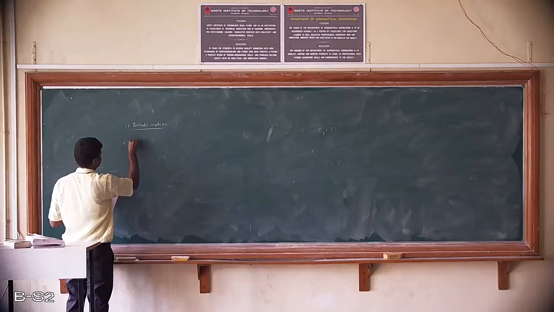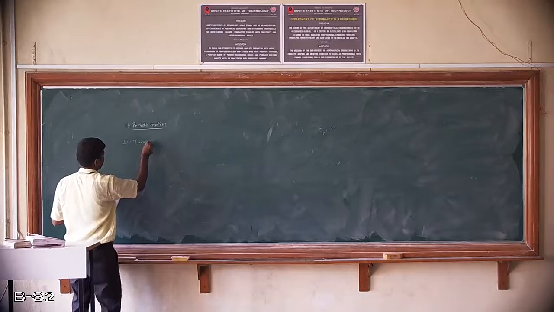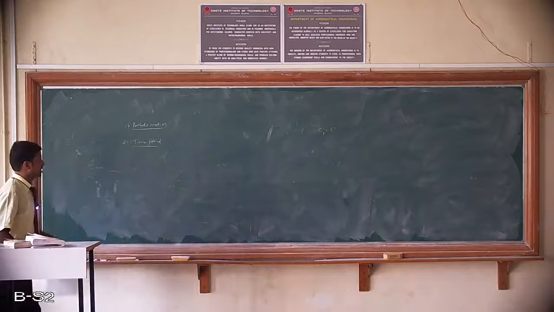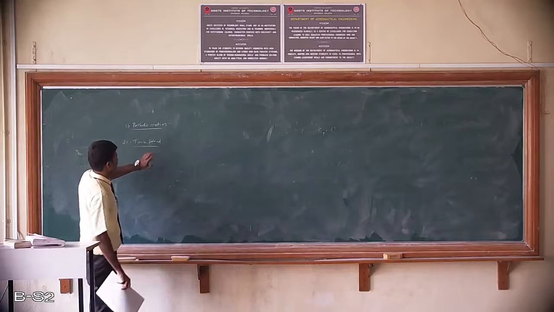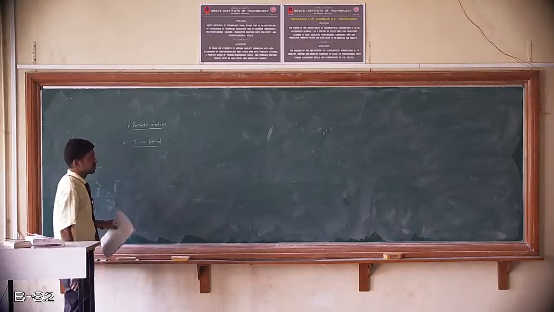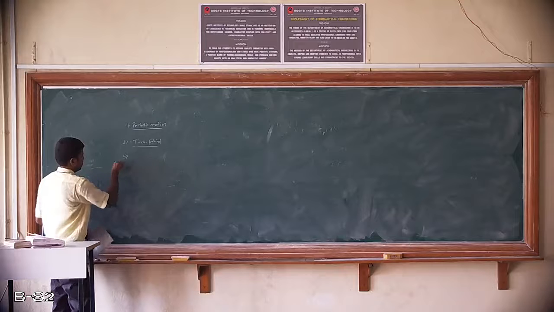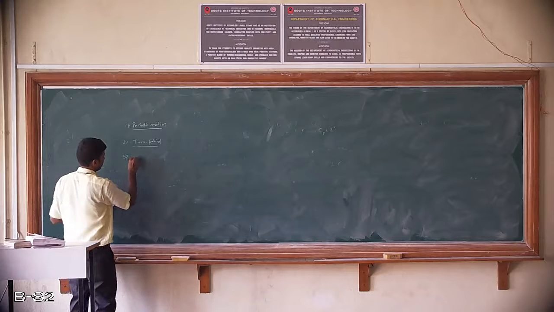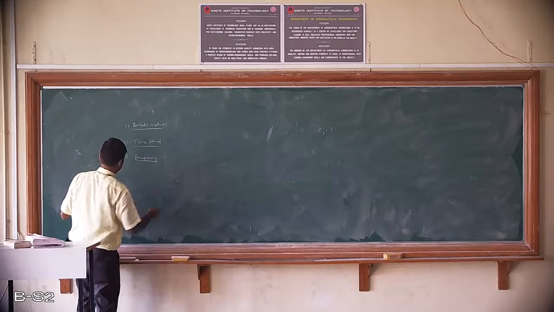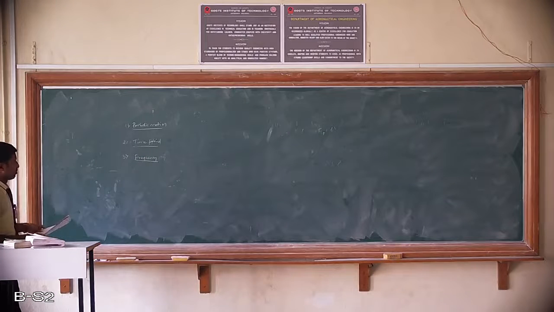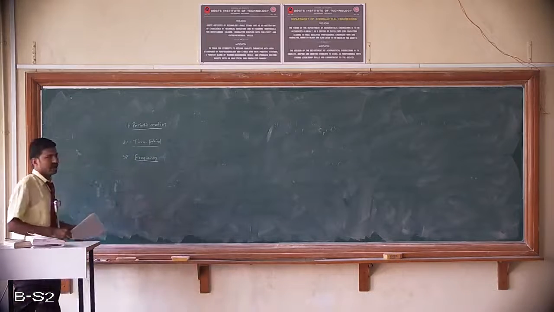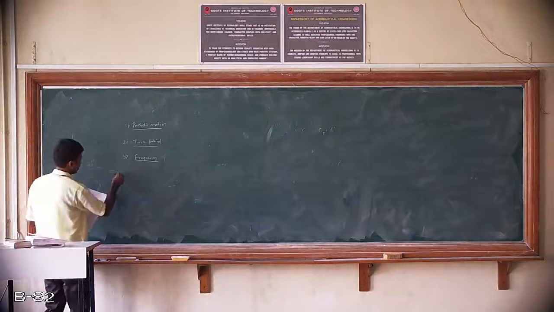Second one is time period. The time taken to complete one cycle is known as time period. Third one is frequency. So what is the definition of frequency? The number of cycles per unit time is called as frequency. So that is the third definition.